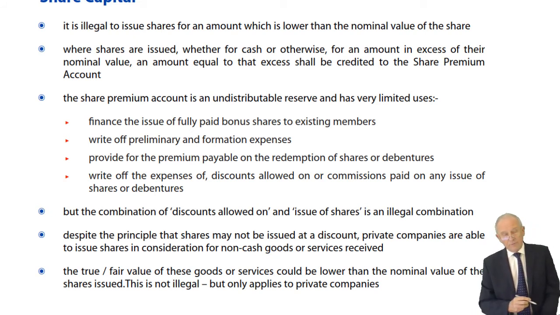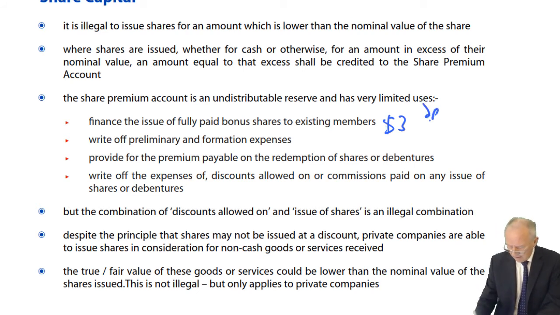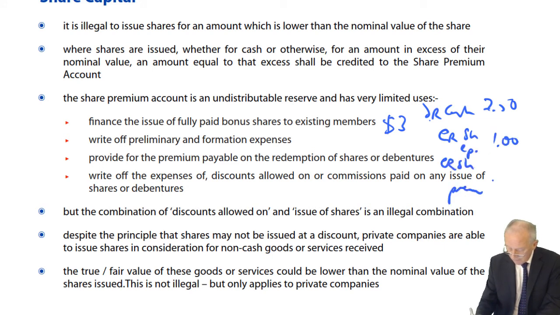Where shares are issued, whether for cash or otherwise, for an amount in excess of their nominal value, then an amount equal to that excess shall be credited to the share premium account. Here we have a $1 share, the market value of $3, and the company wants to issue some more. So let's issue another share at $2.50. So we have debit cash, $2.50. We've got credit share capital, $1, and credit share premium, $1.50.